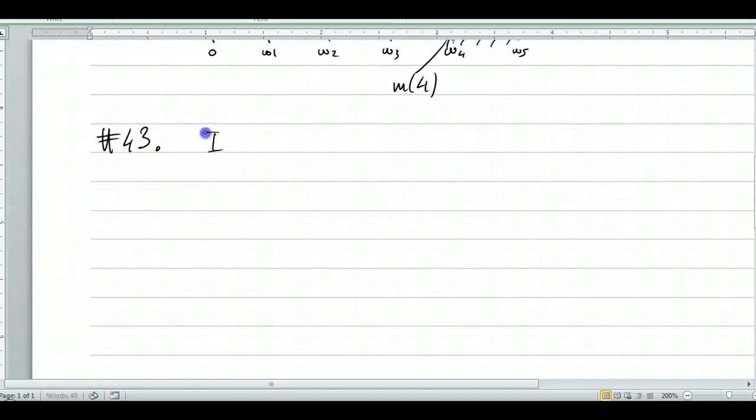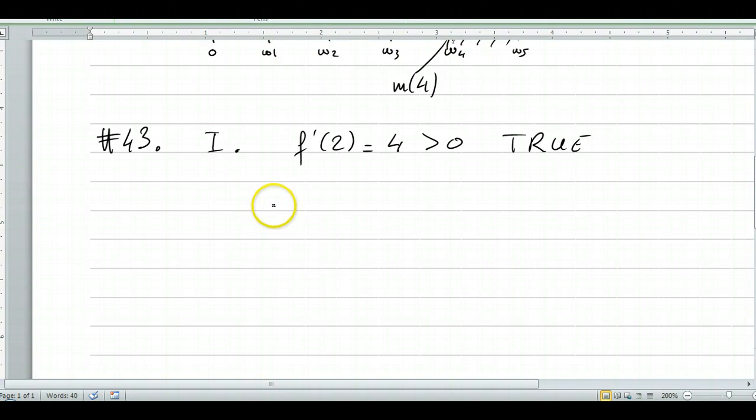Okay, let's look at the first statement. At x equals 2, the function is increasing. Well, yes, that's true, right? Why? Because f prime of 2 is equal to 4, and 4 is positive, so true. The first statement is true. There is a relative minimum in the interval -1, 1, but not necessarily at x equals 0. So let's look at the interval -1, 1.